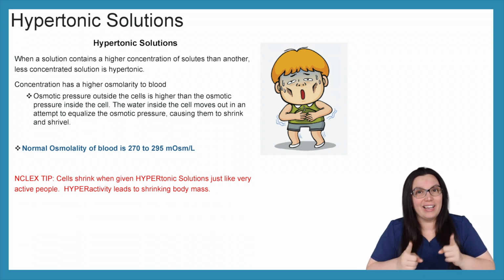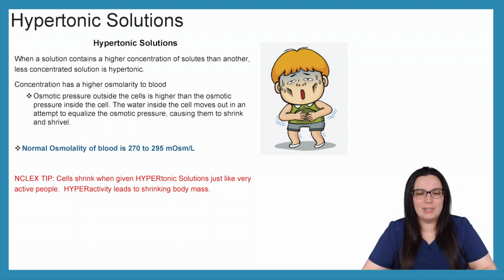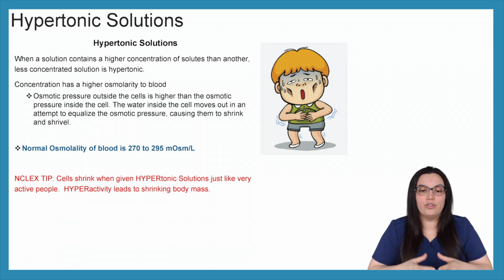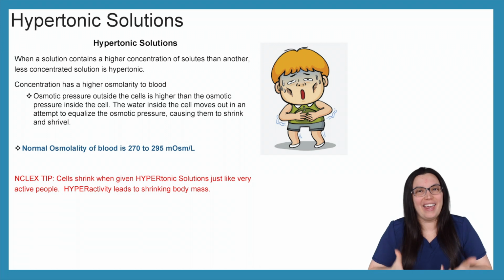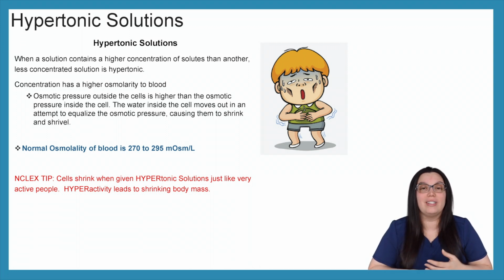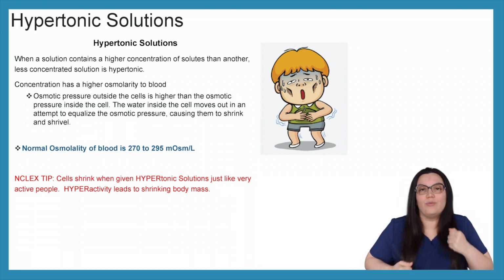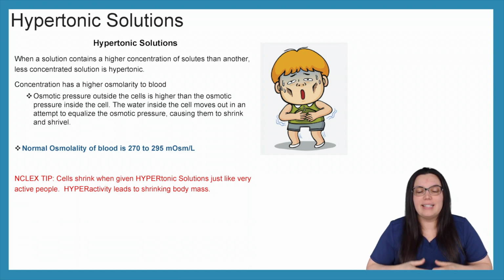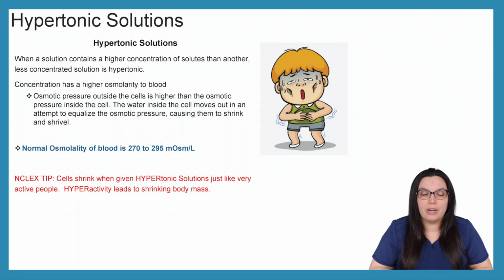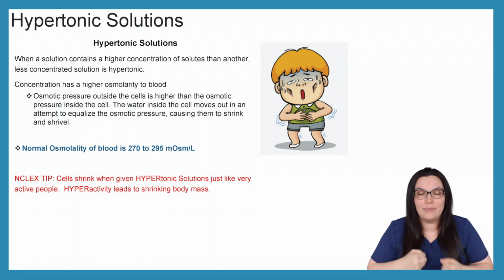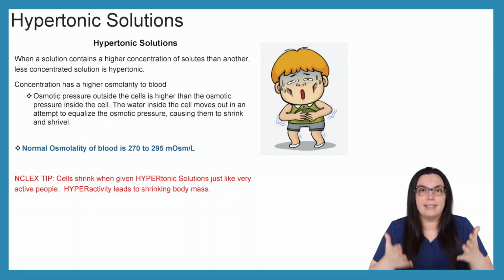And a quick NCLEX tip to help you with your exams is that cells shrink when they are in a hypertonic solution, just like active people. So if you've got a really hyperactive person, that's going to lead to shrinking body mass, right? Same thing with our hypertonic solutions. We've got really active hypertonic solutions causing our cells to shrivel and shrink.